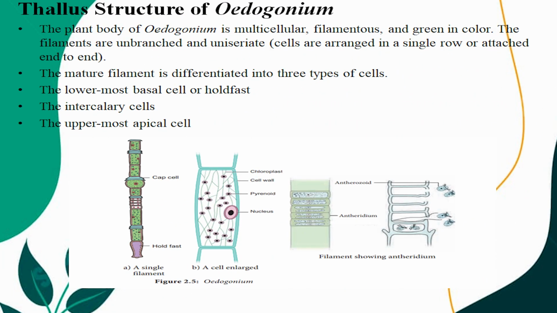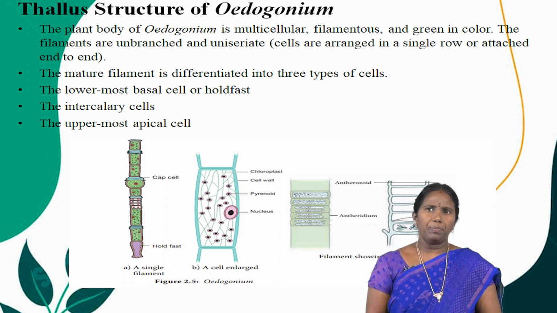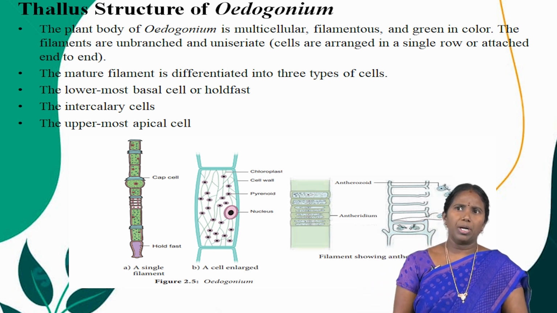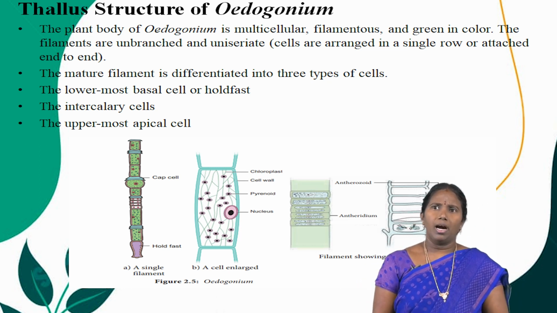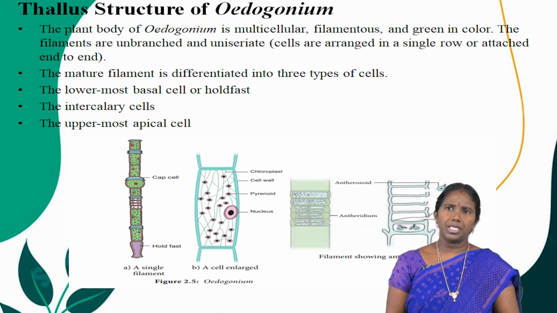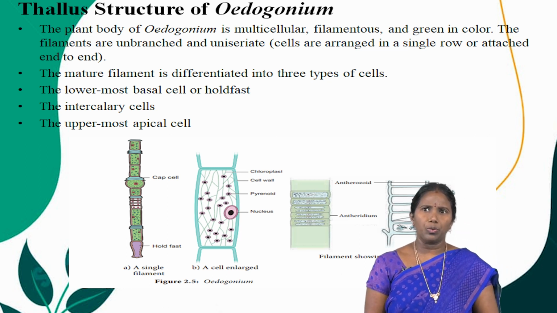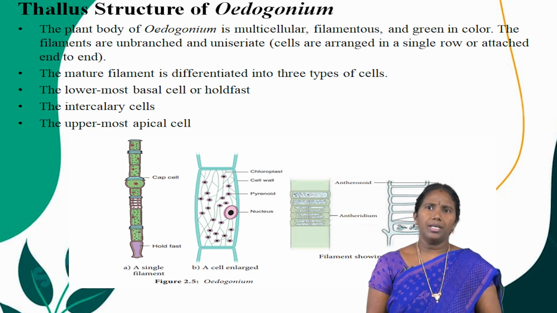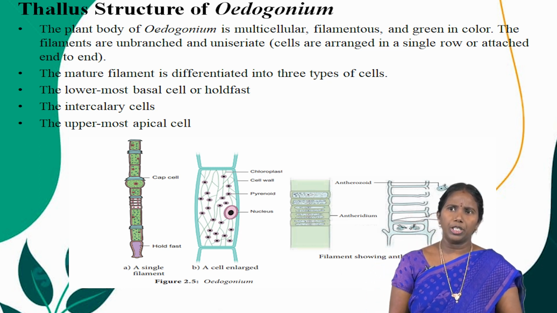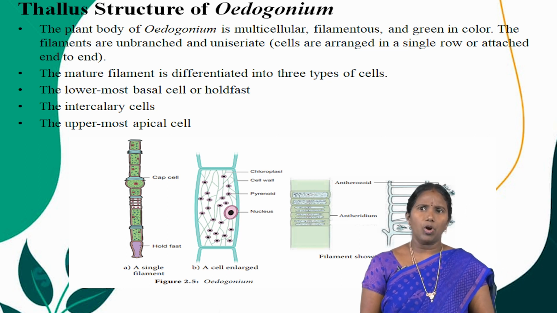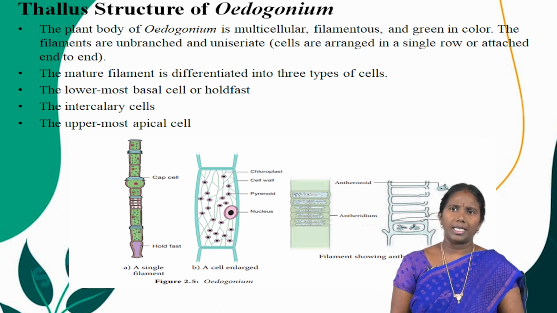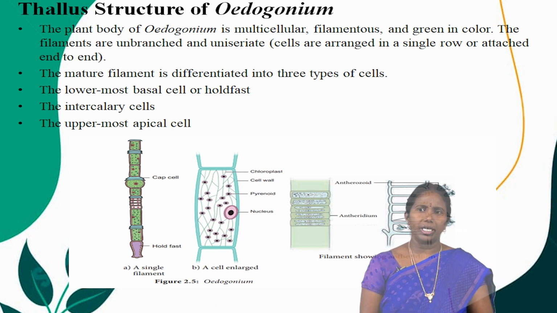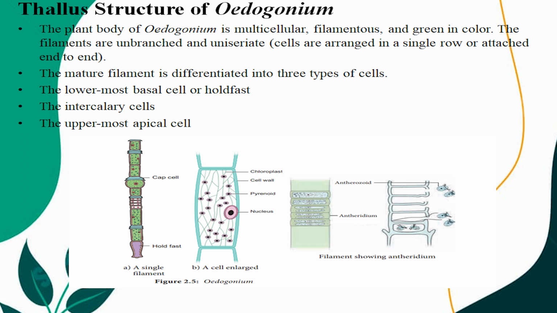Thallus structure of Oedogonium. The plant body of Oedogonium is multicellular, filamentous and green in color. The filaments are unbranched and uniseriate, arranged in a single row, attached end to end. The mature filament is differentiated into three types of cells: the lowermost basal cell or holdfast, the intercalary cells and the uppermost apical cell. This diagram shows the thallus structure of Oedogonium.